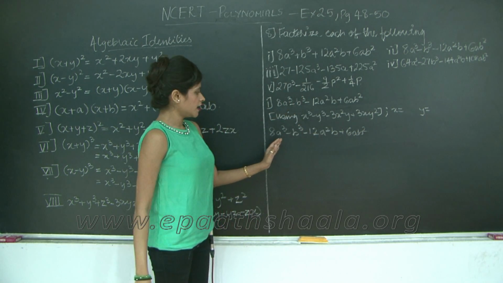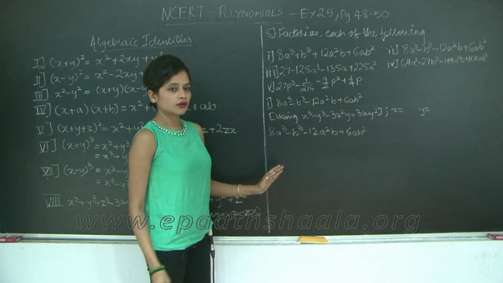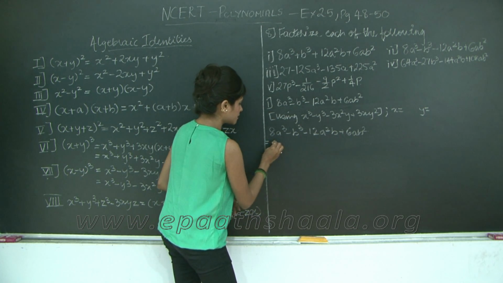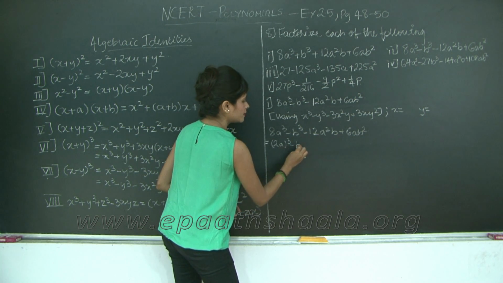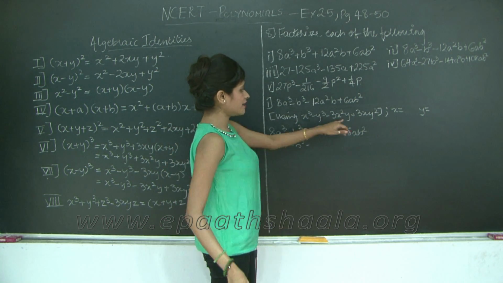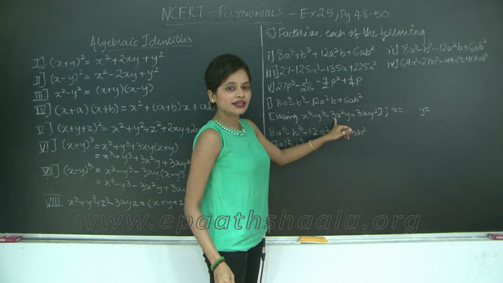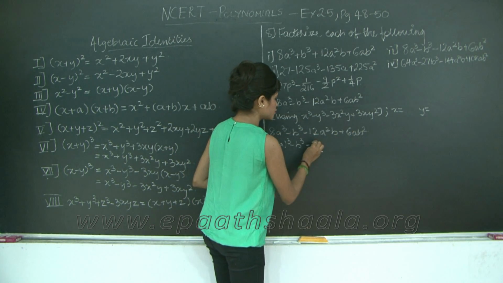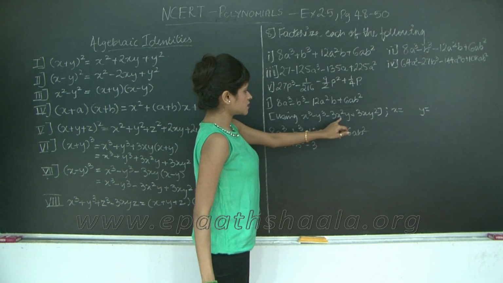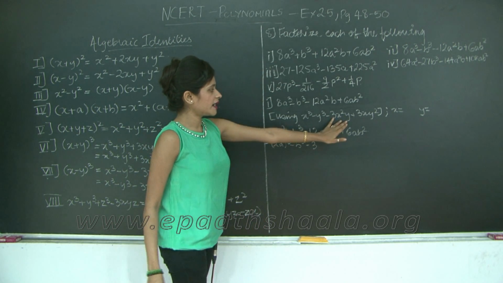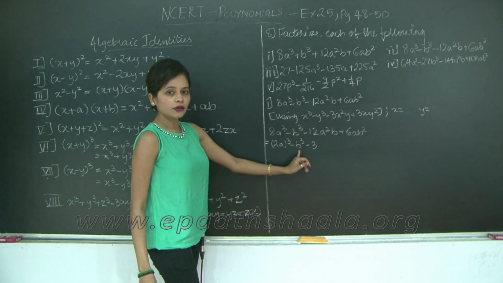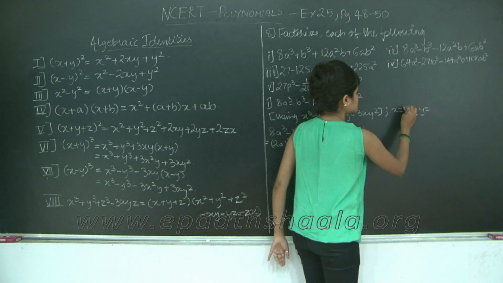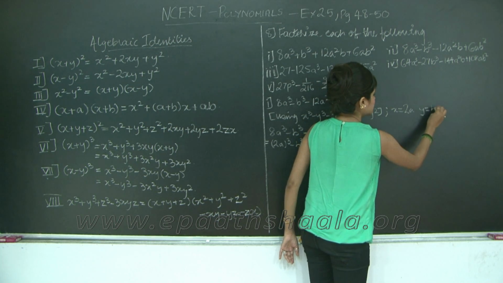Now we know that 8a cube can be written as 2a the whole cube. So this is nothing but equal to 2a the whole cube. B cube remains as it is, minus. Now we have a third term having 3 as its first number. So I am going to write 3. Then it is x square y. Now how to find my x and y? Look at this. You have your x as 2a and y as b. So x is 2a and y is b.